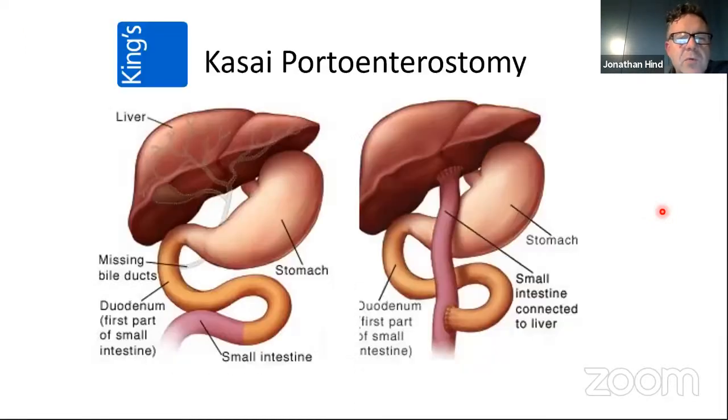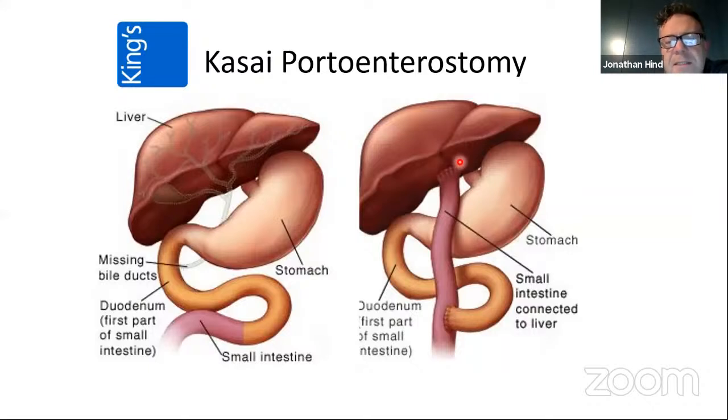What is the Kasai portoenterostomy? So you can see there is no bile duct, no common bile duct. That's biliary atresia. You need to drain that bile from that liver if the child is to survive. So you bring up a part of the jejunum up to the porta and use that as the drain. It's not as simple as a hepaticojejunostomy. You have to remove the liver.